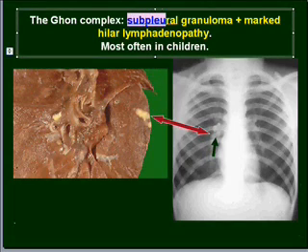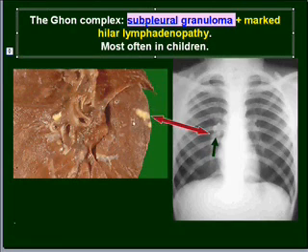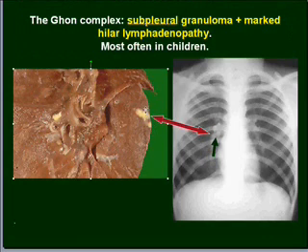and I want you to see this gross picture. This is a nice granuloma, a caseating granuloma. This granuloma looks a little yellow in color, cheesy yellow. We can appreciate there are 1, 2, 3 granulomatous lesions subpleural, just below the pleura. So this is one component of the Ghon complex.